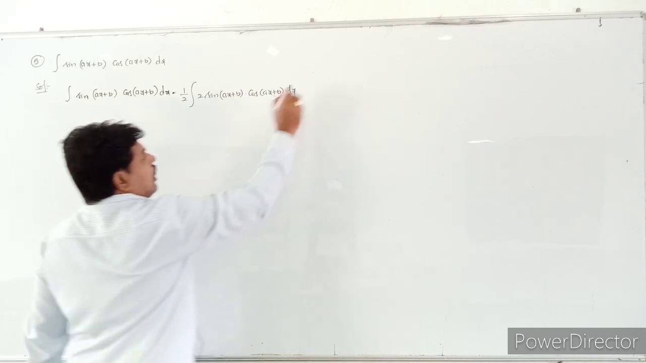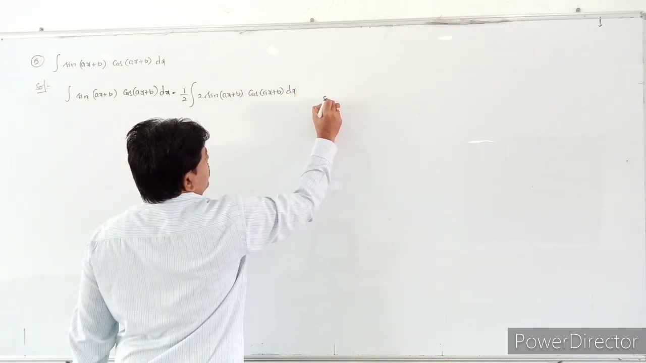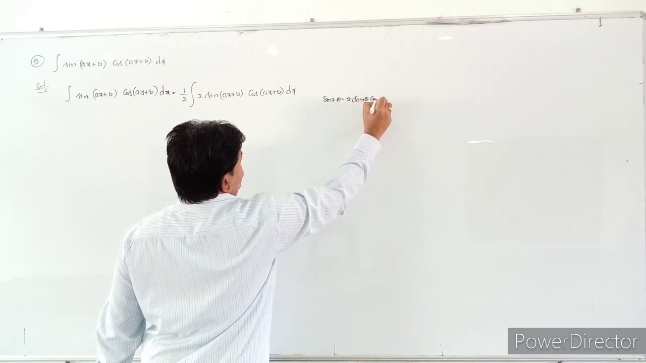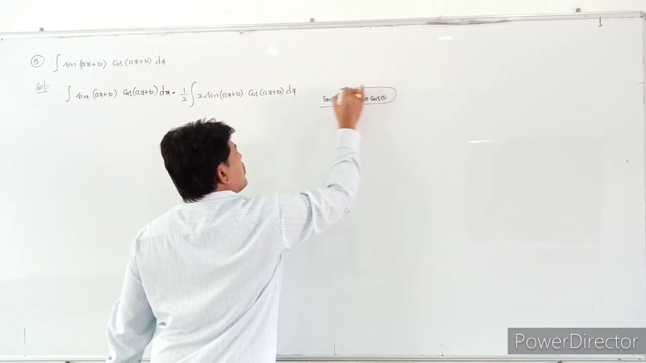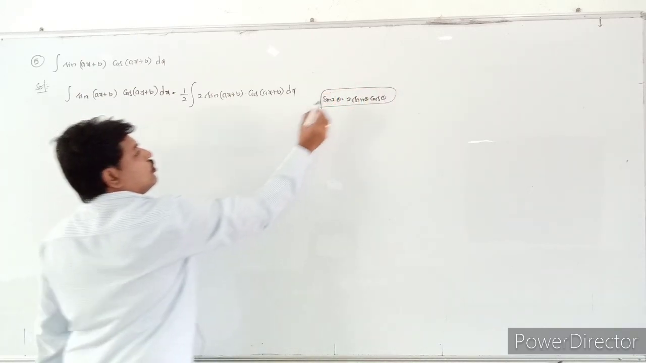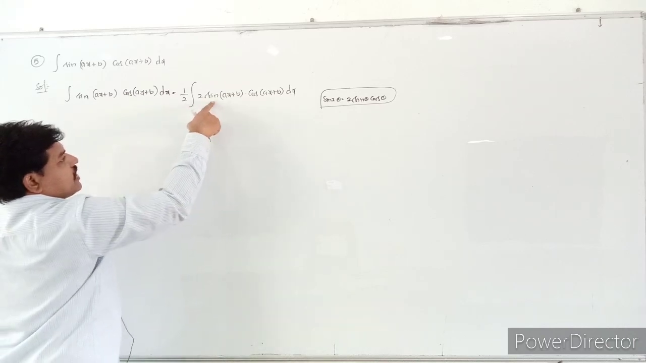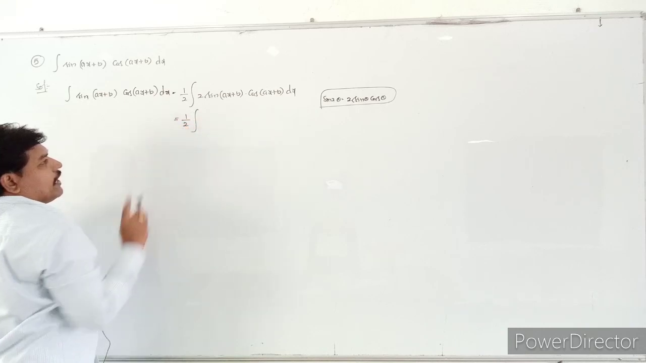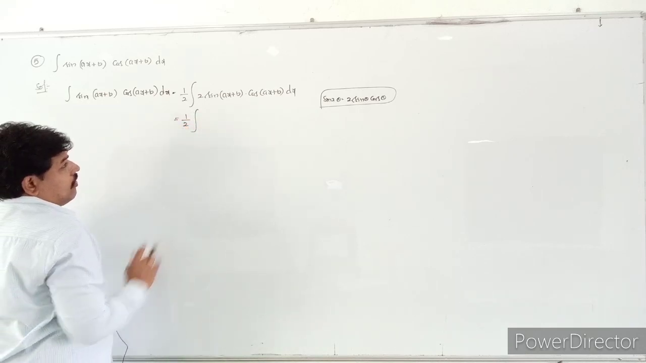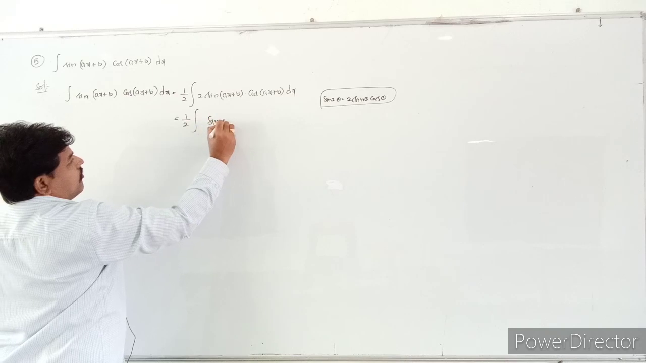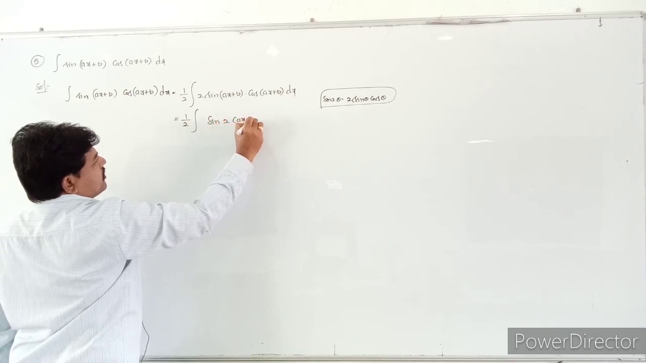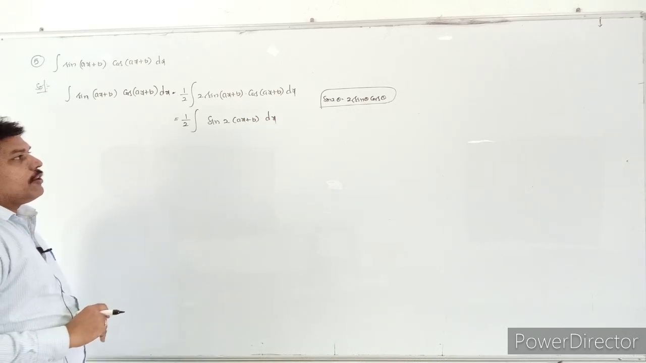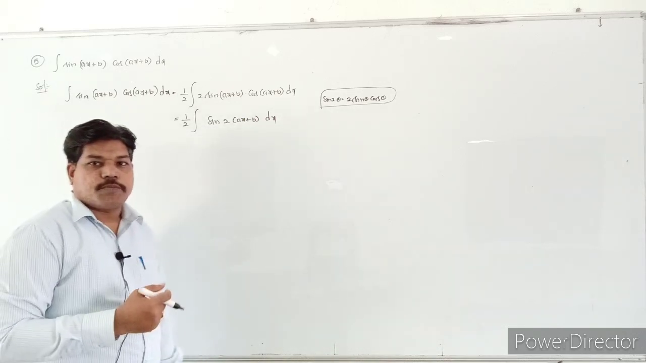Why? Because I already know the formula for sine 2 theta. What is the sine 2 theta formula? 2 sine theta into cos theta. The value of 2 sine theta cos theta is sine 2 theta. So here 2 sine theta cos theta, it is in the form of 1 by 2 into integral of sine of 2 into ax plus b into dx. So the problem is converted into this form, 1 by 2 into sine of 2 into ax plus b into dx.